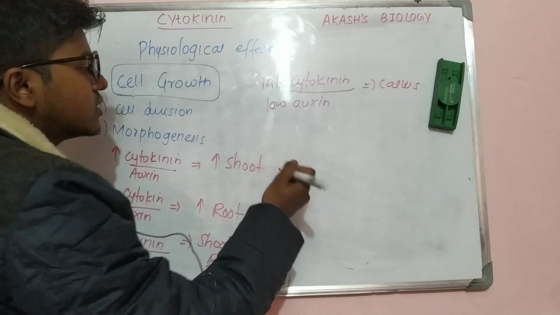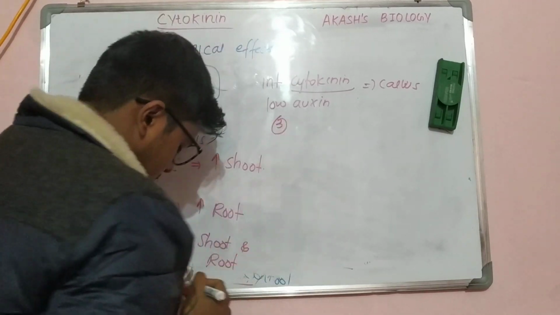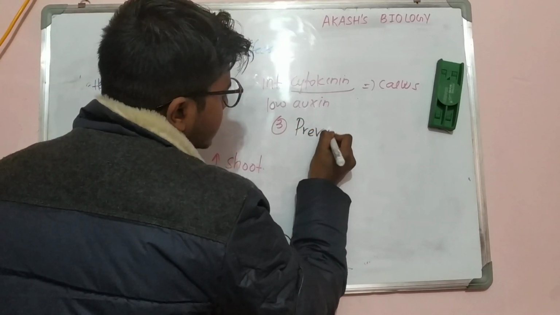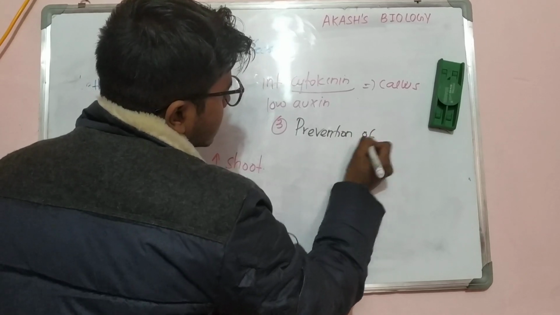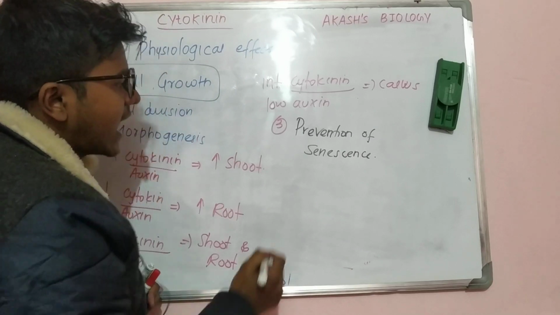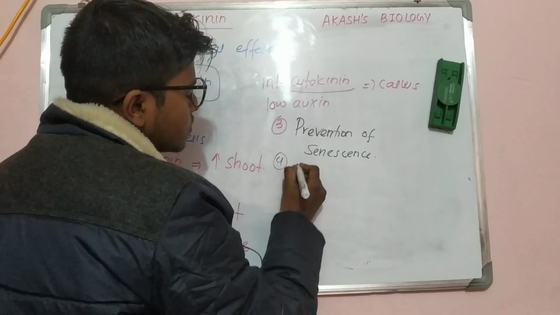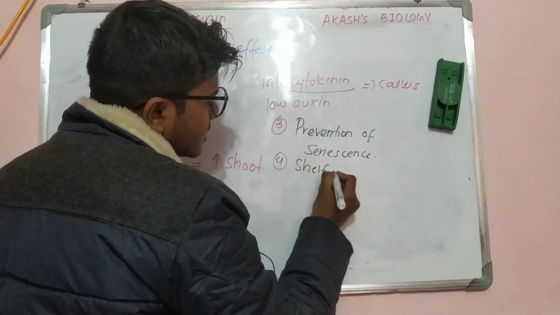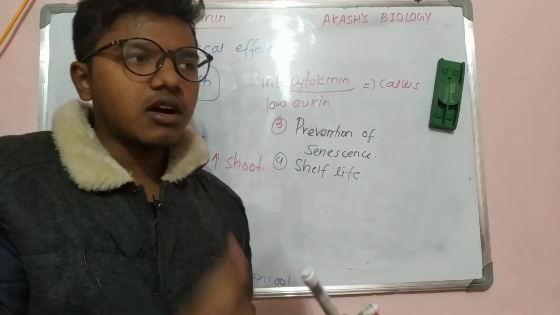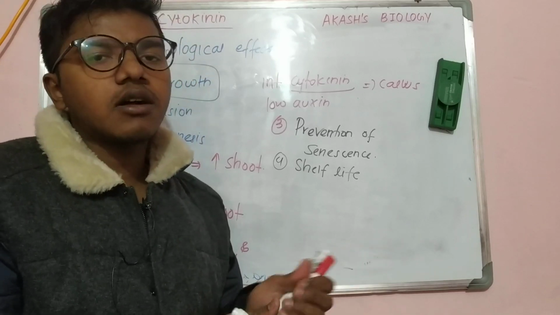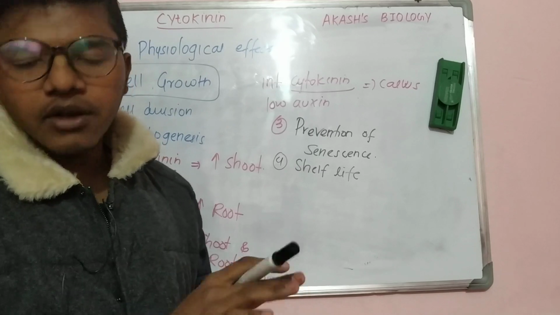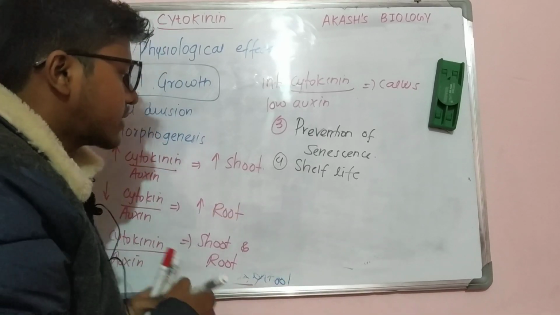Now similarly, prevention of senescence. Prevention of senescence means the prevention of senescence, so it is same as the Richmond Lang effect. Fourth one is what? Increases shelf life of plants and vegetables. When the vegetables and plants are cut, same as flowers, and if I sprinkle cytokinin over it, then it will remain fresh for a longer period of time.